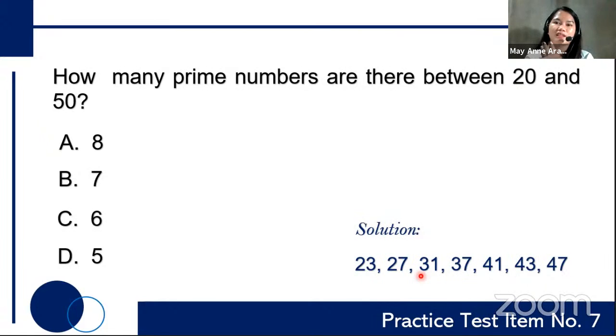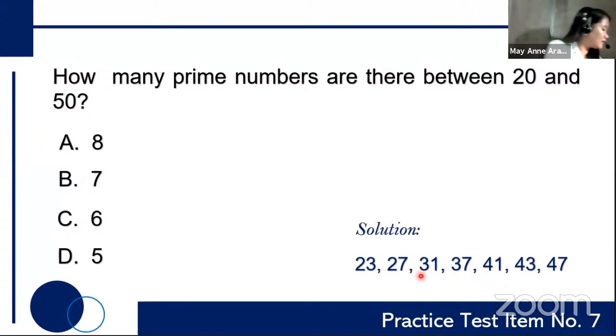Pwede nyo rin gamitin yung kanina, yung sabay, 4, 4, 3, 2, 2, 3, 2, 1. 'Di ba? We have 1 to 10, 4 yun. Pero since mag-start tayo sa 20, 11 to 20. So, mag-start tayo dito, no? So, you have 4, 4, 3, 2, 2. So, you have 3, 23, 29, start tayo sa 2. Then, another 2 sa 31 and 37.